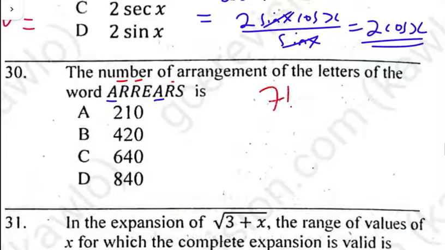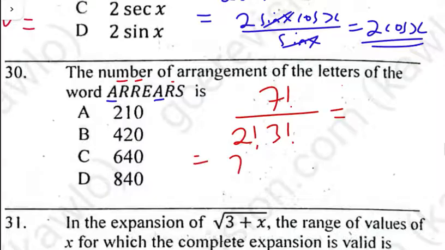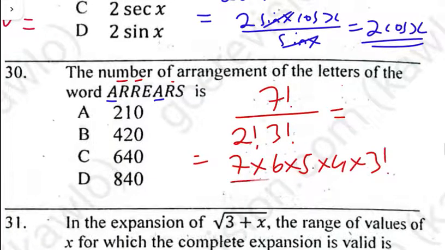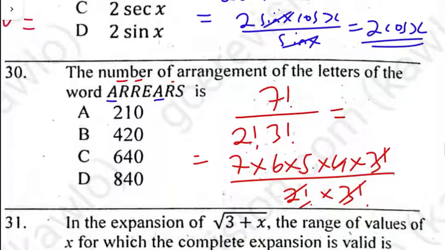7 factorial. All this over 2 factorial for the 2 A's, 3 factorial for the 3 R's, and the other ones are 1, so we don't really have to consider them. So this is going to give us 7 times 6 times 5 times 4 times 3 factorial, all this on 2 factorial times 3 factorial. 3 factorial just cancels out with this. 2 here, 1, 2 here, 2. So 2 times 5 is 10 times 6, 60 times 7, 420. That's 420.